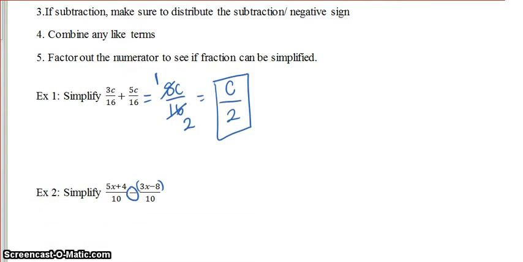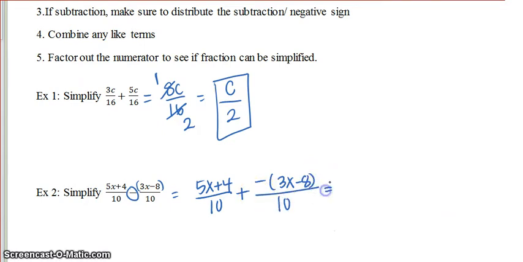So I'm basically going to rewrite this whole thing. I'm going to rewrite the first one, 5x plus 4 over 10. And I'm going to put plus instead, and I'm actually going to factor and bring that negative up here. So it's 3x minus 8 over 10. Okay? So I'm going to rewrite it again. Again, you're not going to have to write all these steps every time. I'm just showing them to you so that you know where I'm getting them from.